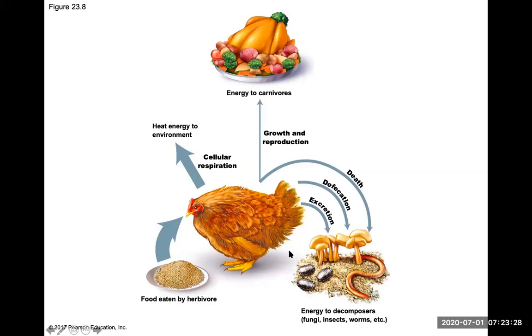So we have food eaten by a herbivore. It undergoes cellular respiration, so much energy is lost as heat. Also, a lot of energy is lost through its death, defecation, and excretion, which will provide energy to decomposers. So only about 10% of energy from the chicken actually goes to carnivores.